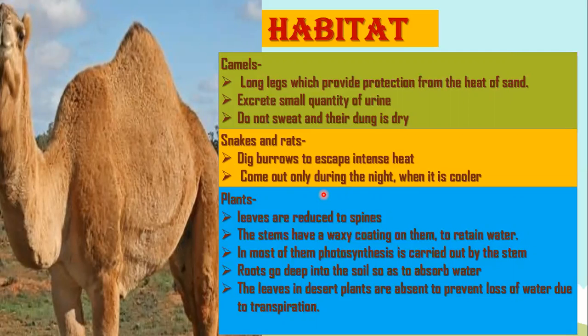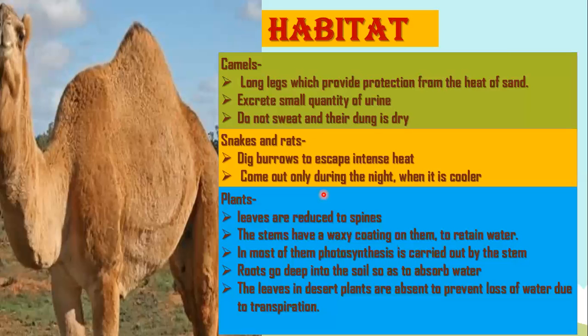Again, the snakes and rats which live in deserts have to escape from the intense heat, so they dig burrows deep under the ground because the temperature is more moderate there. And when there is night, it is cooler, so they come out and hunt during the night.